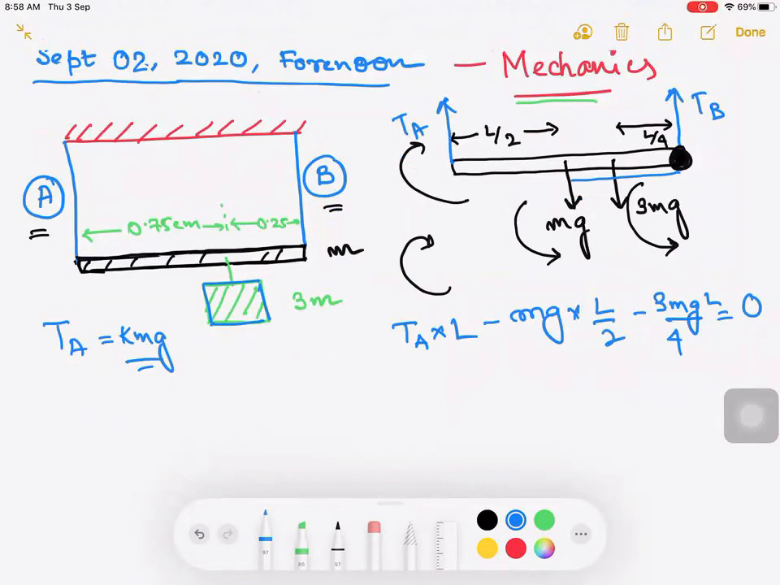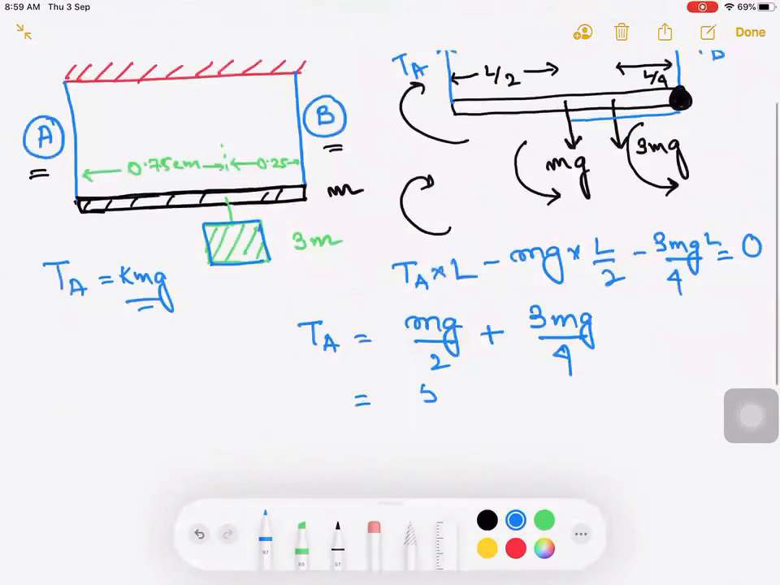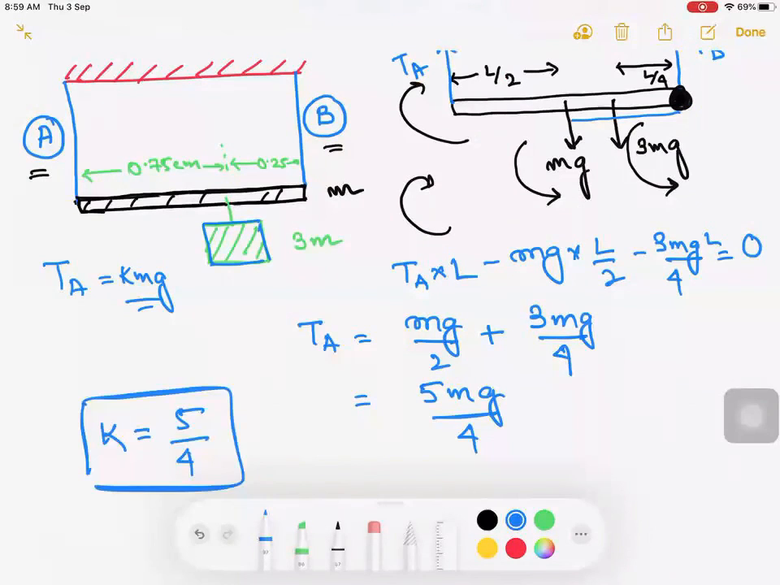What I get is TA is equal to mg by 2 plus thrice mg by 4. This is equal to 5 mg by 4. Simple calculation. And what do you see? You see that K is equal to 5 by 4. This is actually a very simple problem which is done. We will get into the next mechanics problem in the next video.